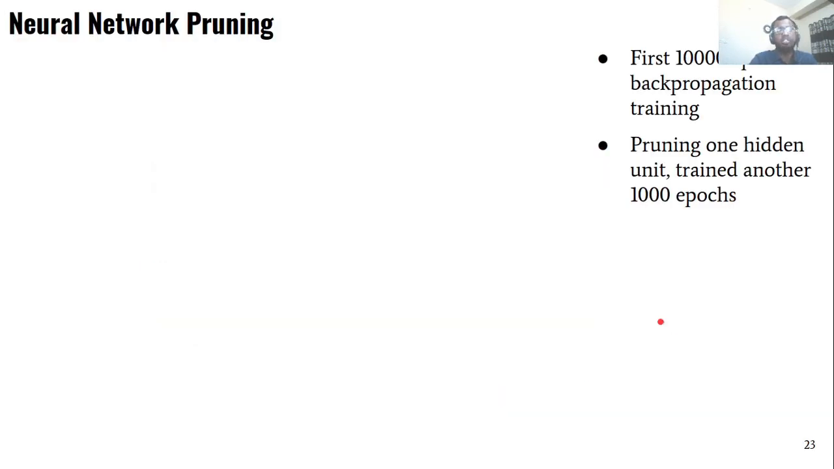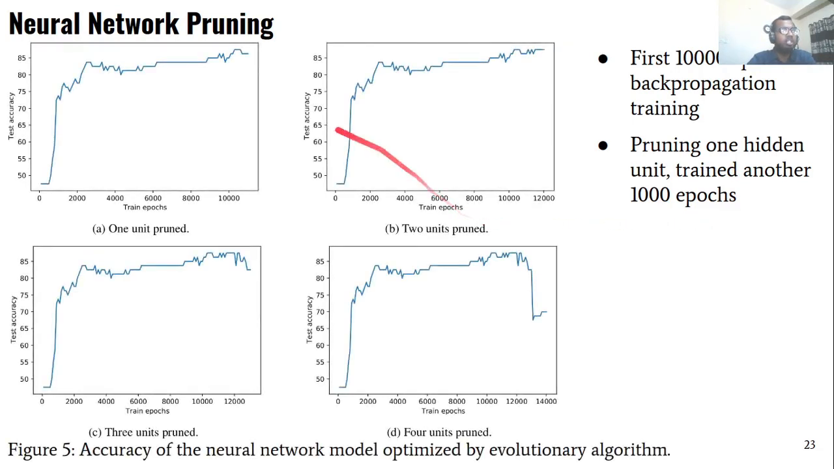And regarding the result of neural network pruning, what we did is we ran the first 10,000 epochs of backpropagation training without any pruning, and then we did the distinctiveness analysis. We pruned hidden units one after another. Right after pruning a hidden unit, we ran another 1,000 epochs. So this is the result.